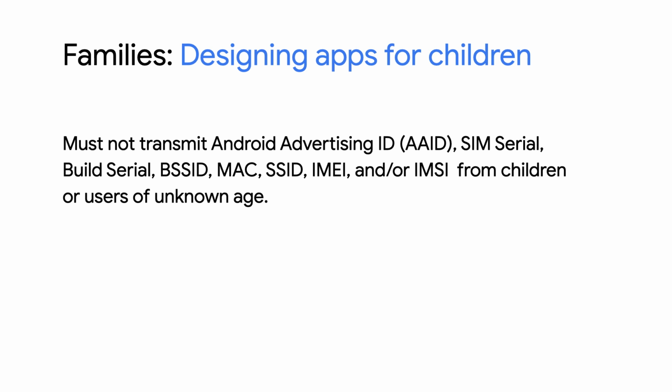With our policy updates, you must not transmit the identifiers listed here from children or users of unknown age. Developers need to comply with this update within 30 days of this announcement, with the exception of Ad ID. For Ad ID, developers have additional time until 6 months after this announcement to comply. We'll continue to work with industry for a smooth transition over the next several months.